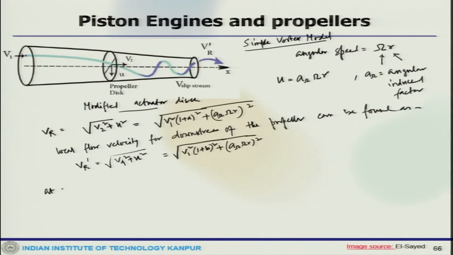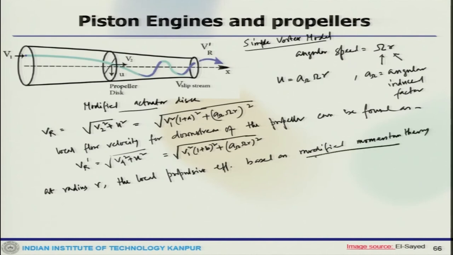Now, let us say at radius r, the local propulsive efficiency based on modified momentum theory. So this is called the modified momentum theory, or this is exactly the simple vortex theory. So, sometimes it is called the modified momentum theory or simple vortex theory.